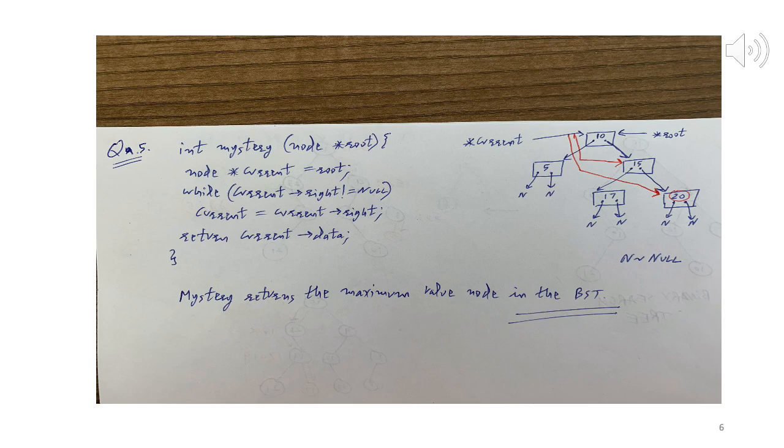So now we call this function with the root. Now current is equal to root. So current is also pointing to the root node. And now we look at current arrow right. So what will current arrow right give us? Current arrow right will give us the starting location of the right child of the root.